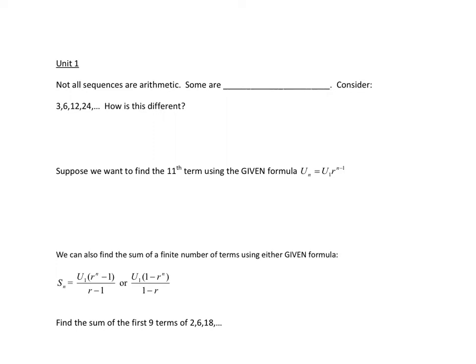Alright, so not all sequences are going to be arithmetic. Some are going to be what we call geometric. Okay, now consider this sequence right here, 3, 6, 12, 24. How is this different? Well, we can see hopefully pretty clearly that it is not increasing by a common amount. In other words, we don't have a common difference.